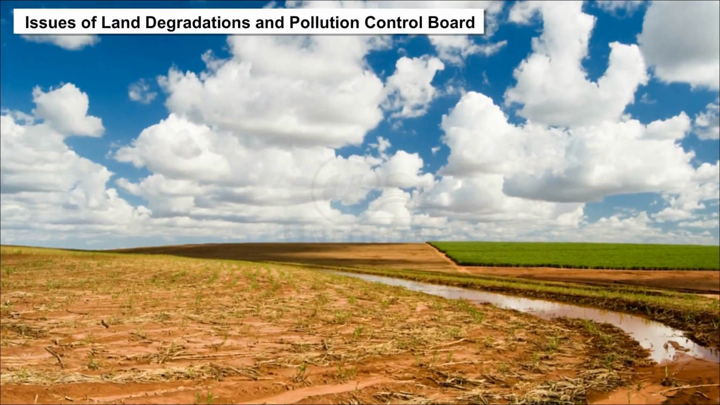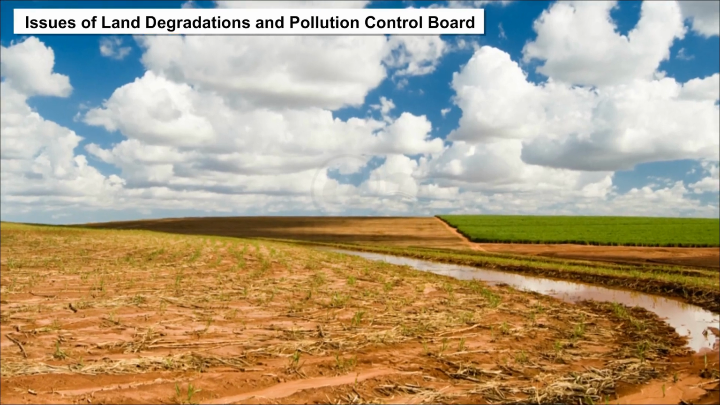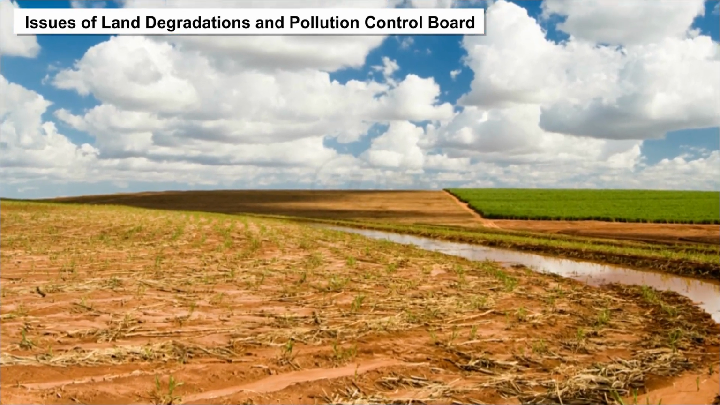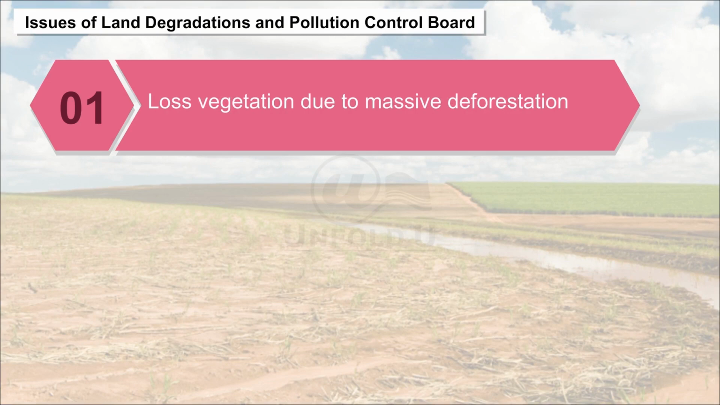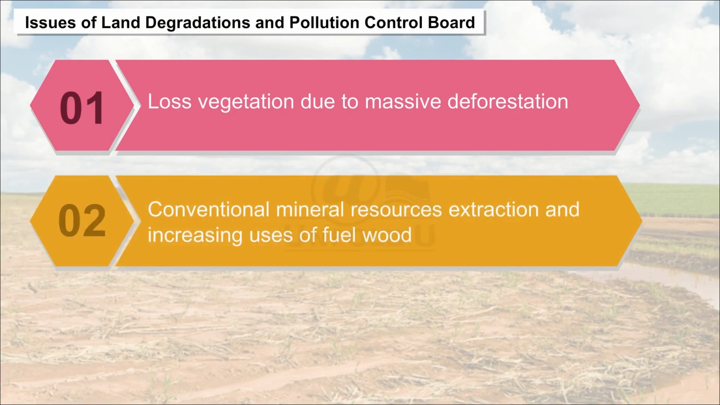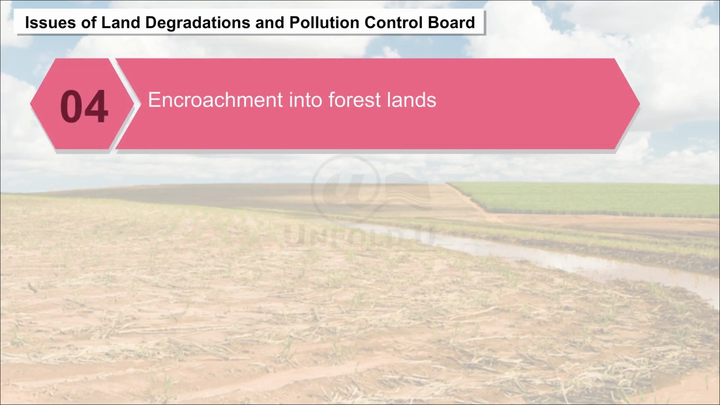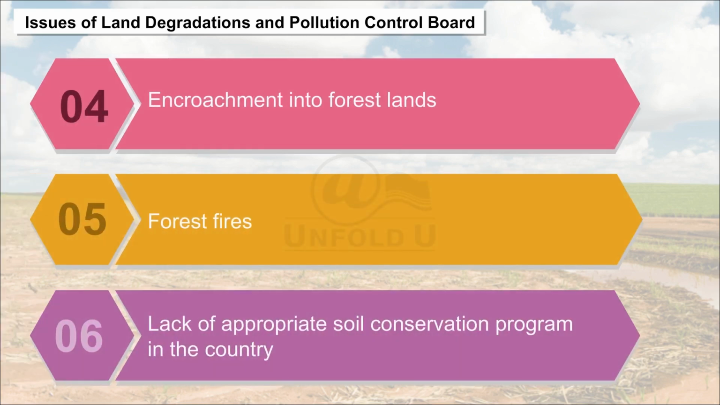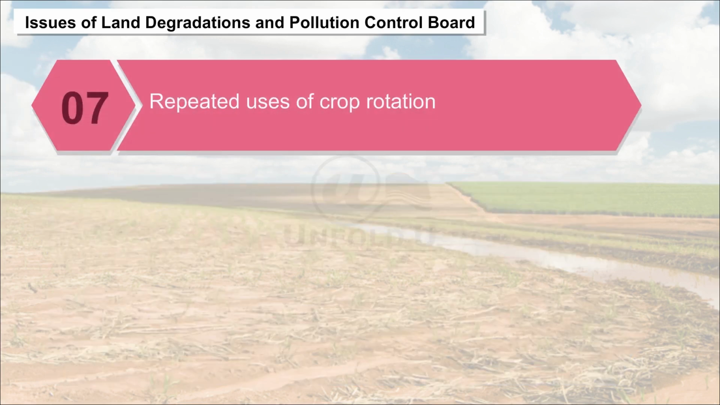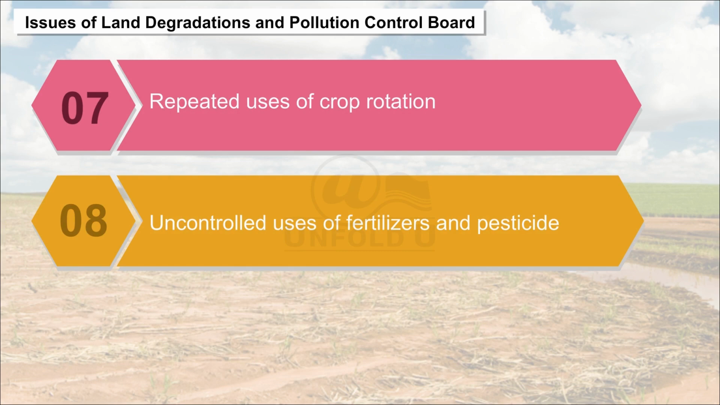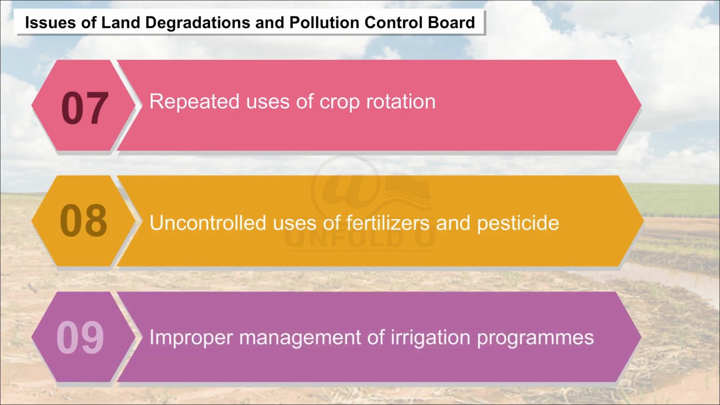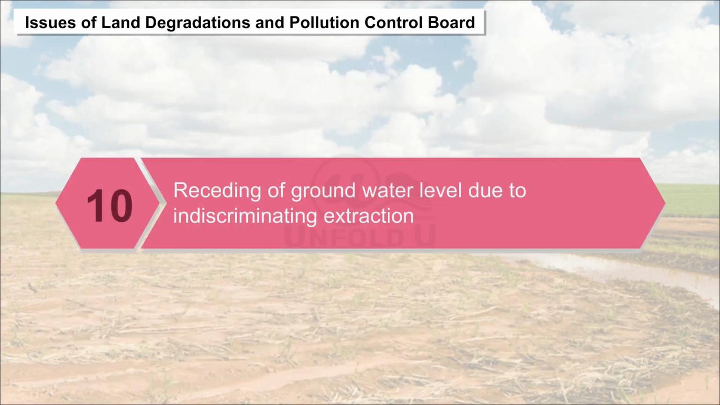Issues of land degradation and the Pollution Control Board. Some important factors responsible for soil degradation in India are loss of vegetation due to massive deforestation, conventional mineral resources extraction and increasing use of fuel wood, shifting cultivation trends, encroachments into forest lands, forest fires, lack of appropriate soil conservation programs in the country, repeated use of crop rotation, uncontrolled use of fertilizers and pesticides, improper management of irrigation programs, and the receding of groundwater level due to indiscriminate extraction and others.